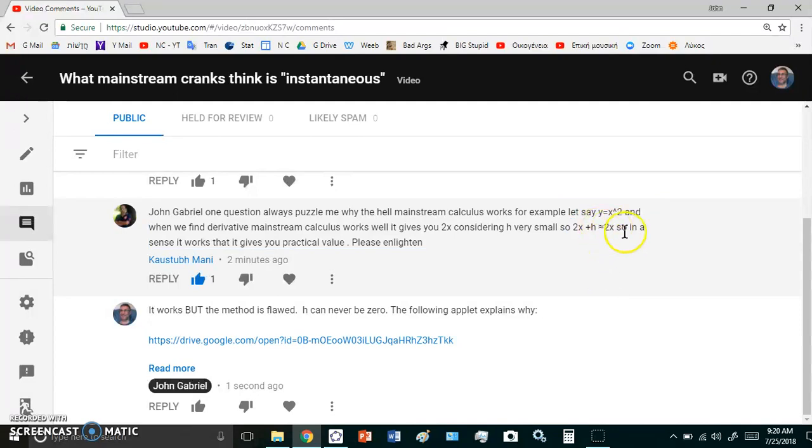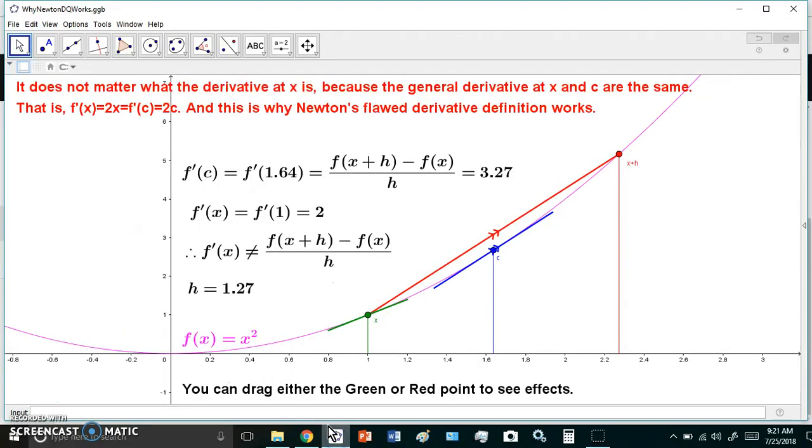So it doesn't really work. And here he says it's approximately equal to 2x. So in a sense, it works. Well, I'm sorry, Cauchy, it either works or it doesn't work. But anyway, this is a valid question which a lot of people seem to just overlook. And I'm going to show you now why the mainstream calculus does generally work, the definition of the derivative, okay? And it works because there is such a thing as a general derivative. So what is the difference between a general derivative and a numeric derivative?